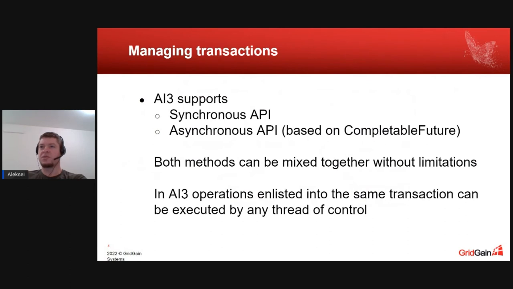Apache Ignite 3 supports synchronous and asynchronous API for working with transactions. The asynchronous API is based on CompletableFuture and allows chaining for truly asynchronous execution. Both methods can be mixed together without any limitations in the same transaction. Interesting fact, in Apache Ignite 3, a transaction operation can be executed by any thread of control. This is a big difference from Apache Ignite 2, where the transaction is bound to a single thread at a time. So the number of active transactions is limited by the number of running threads. For example, any number of transactions can be executed concurrently in one thread in Apache Ignite 3.